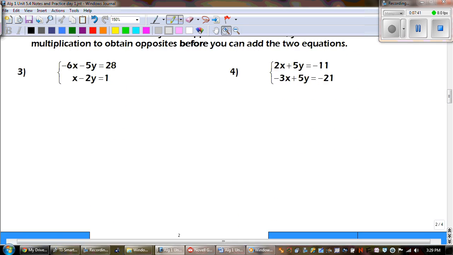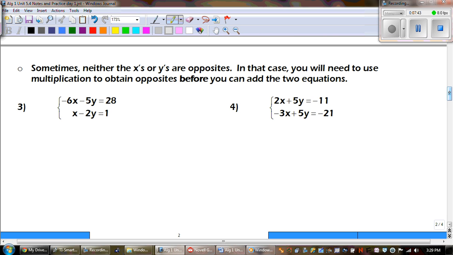Okay. Now, sometimes neither the x's nor the y's are opposites. In that case, you need to use multiplication to obtain opposites before you can add the two equations. So we need to figure out what we want to cancel, and then we're going to have to multiply stuff out. You can look at your x's and the y's. Which ones look easier to cancel out?